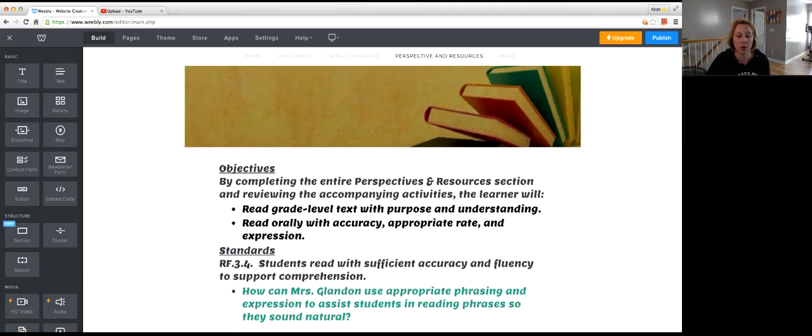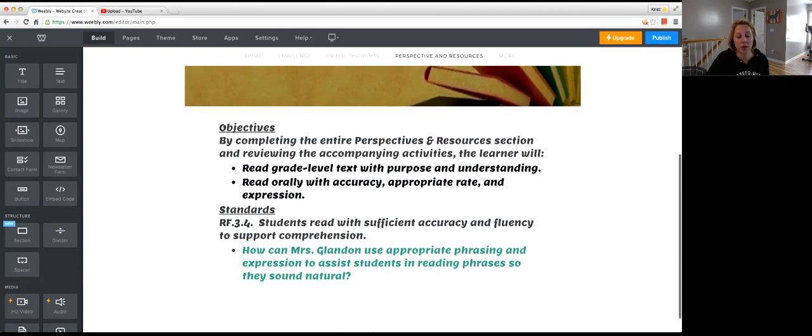So the objectives that I used during this lesson, students completed the entire perspective and resources section and review the accompanying activities. So students were able to read a grade level text with a purpose and understanding, and read orally with accuracy, appropriate rate, and expression. And this is something that I will be continuing to do while I'm in the classroom, but we got a good start. So the standards that were used were RF 3.4, where students read with sufficient accuracy and fluency to support comprehension.